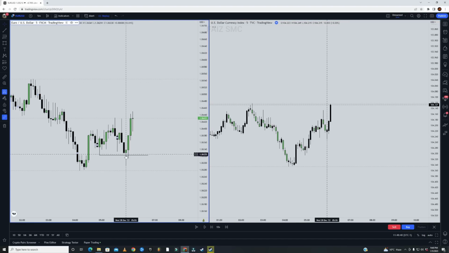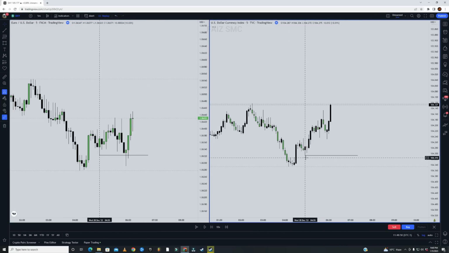This right here, on Euro USD, we have a sweep of this low, but on DXY, we have a low here, right? This specific low. You can see right here. Price doesn't sweep that low on DXY. Now it shows that momentum is shifting to the upside for this chart, and this right here was a liquidity sweep.